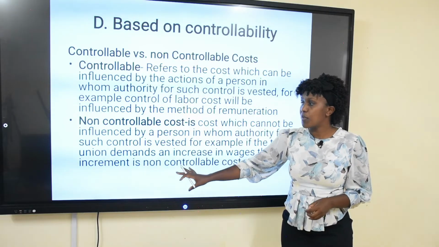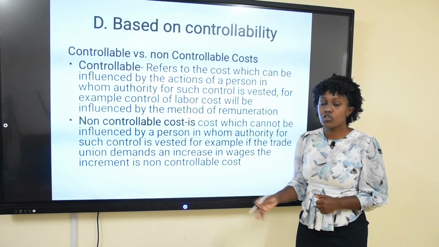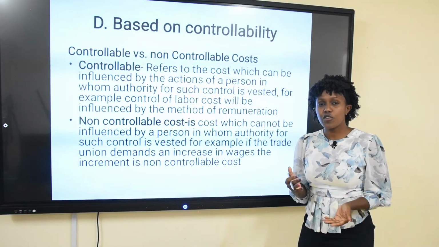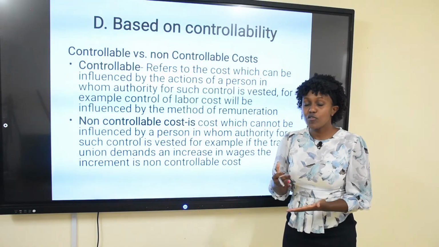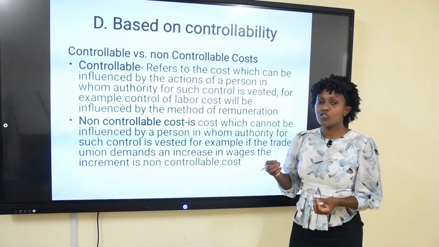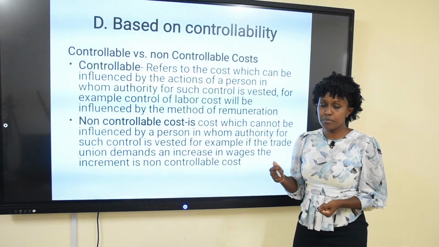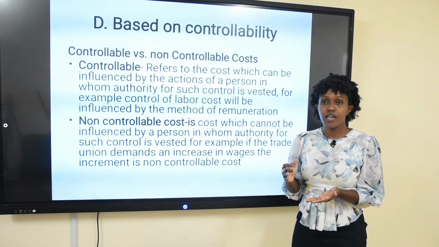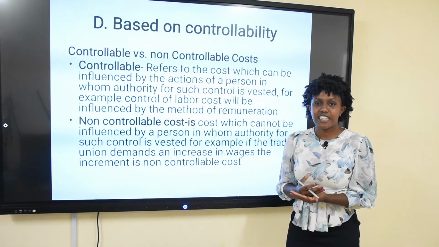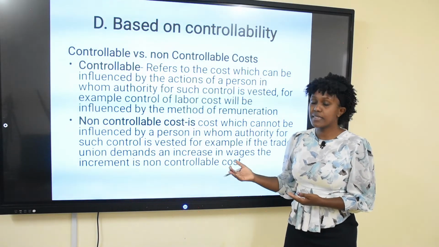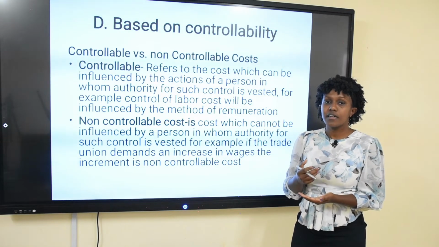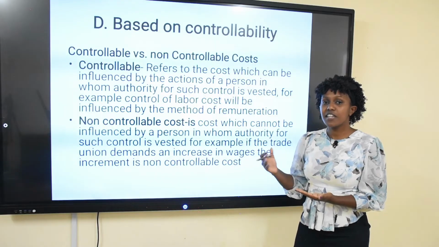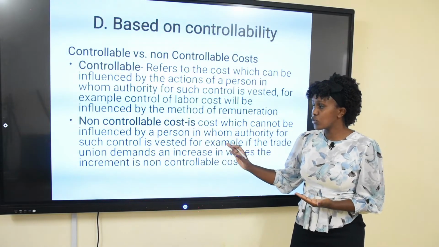But non-controllable costs are costs where the person in charge, to whom the authority has been given to influence the cost, this time is not able to control them. For example, if the government passes a law imposing a certain tax, or passes a law demanding a wage increase, then the manager in this case cannot control such a cost.